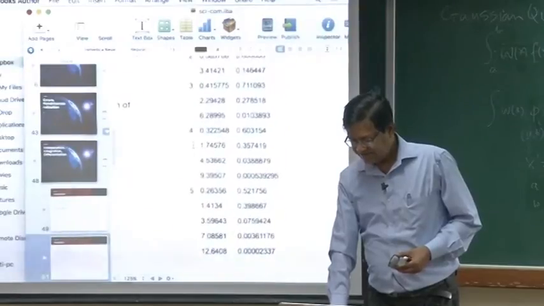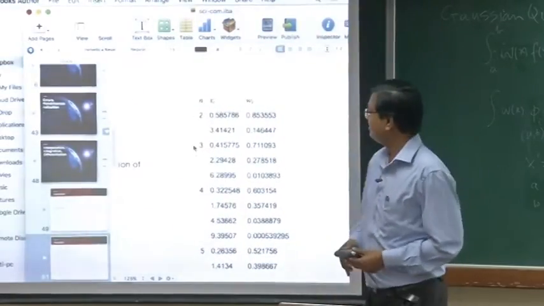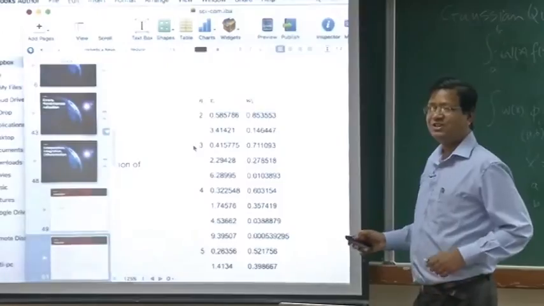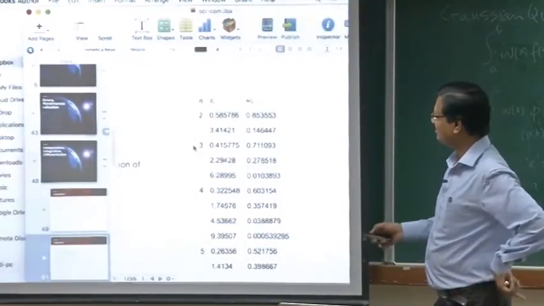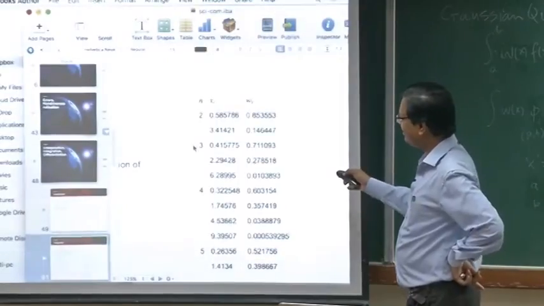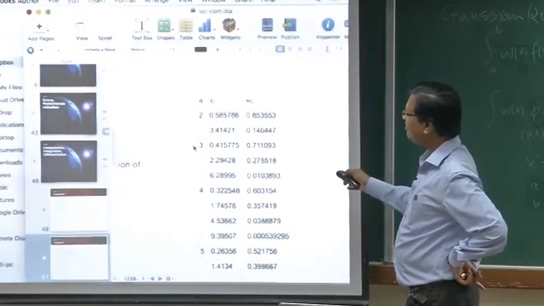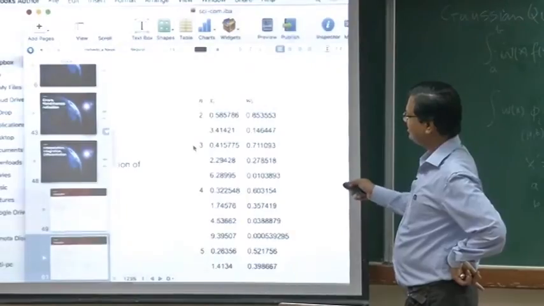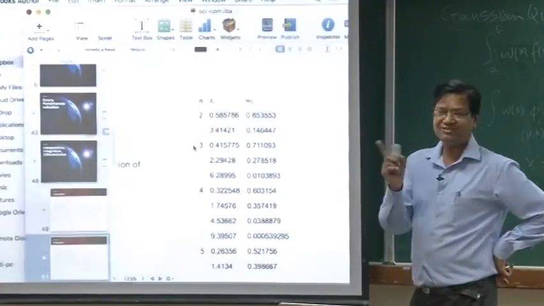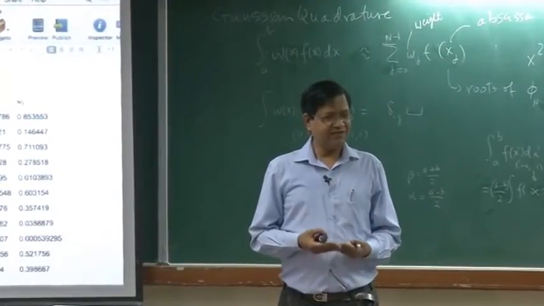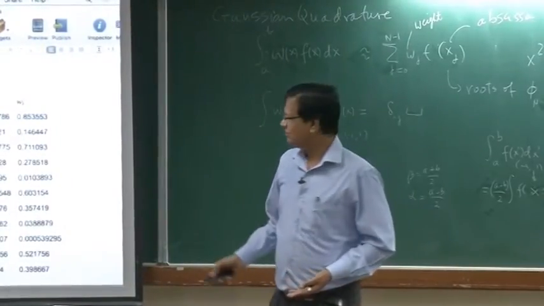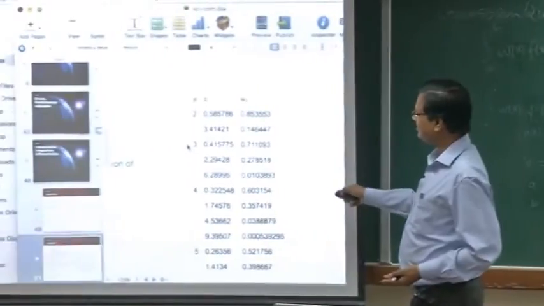So these are the table. One thing is to know how to use them, that is something I would want you to learn from this discussion. These are my two abscissas for n equal to 2, and these are the weights. There is no symmetry, in fact minus values do not even exist, r is always positive. So we will have n equal to 3, then this.